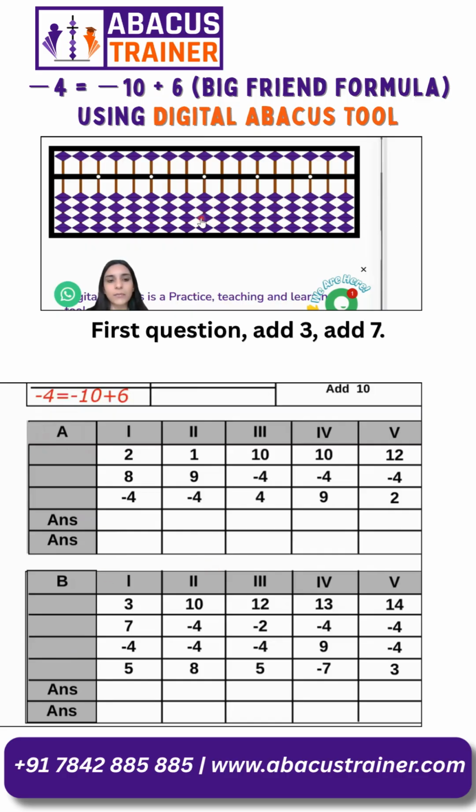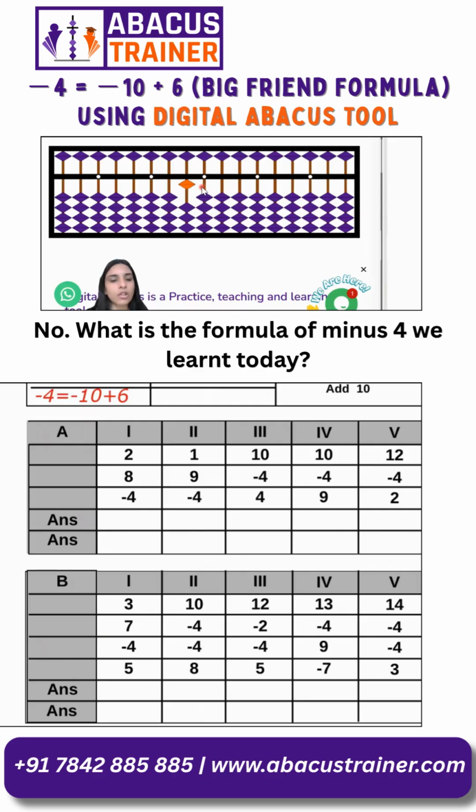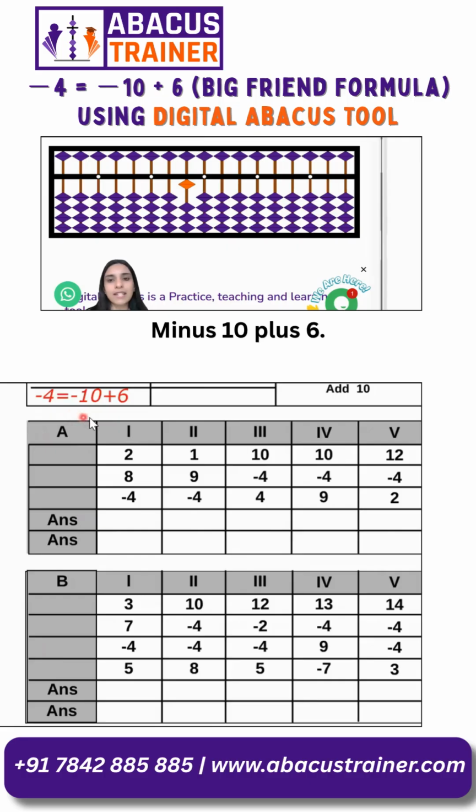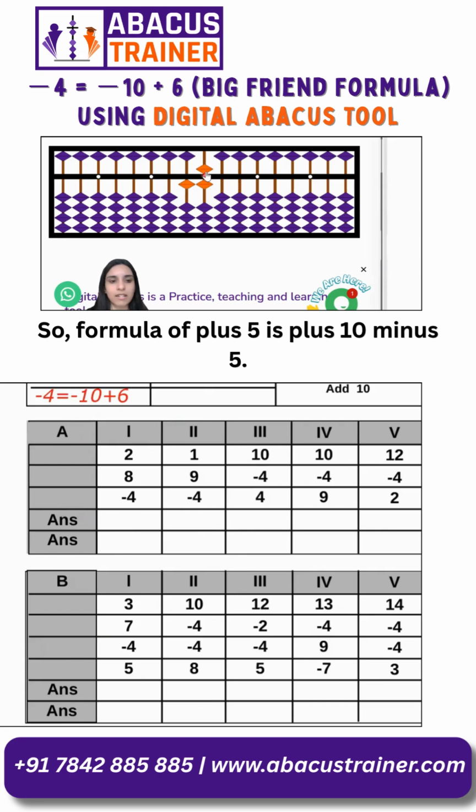First question. 3, plus 7. I don't have beads to do plus 7. So formula of 7 is plus 10 minus 3. Then minus 4. Can I do minus 4? No. What is the formula of minus 4 we learned today? Minus 10 plus 6. So here I will do minus 10 plus 6 and then plus 5. No beads for plus 5. So formula of plus 5 is plus 10 minus 5. My answer is 11.